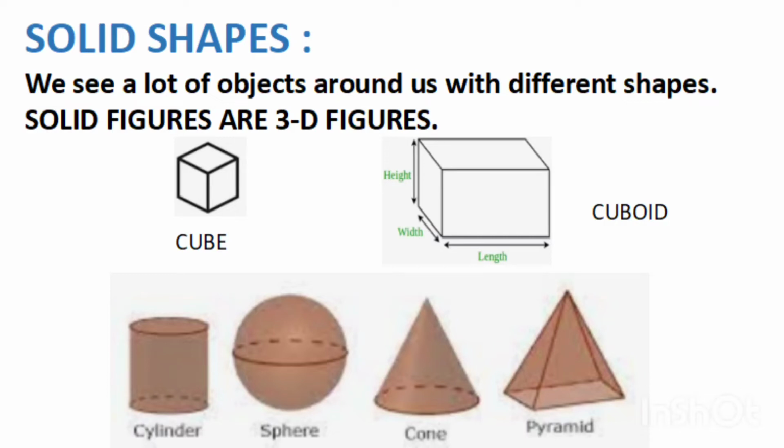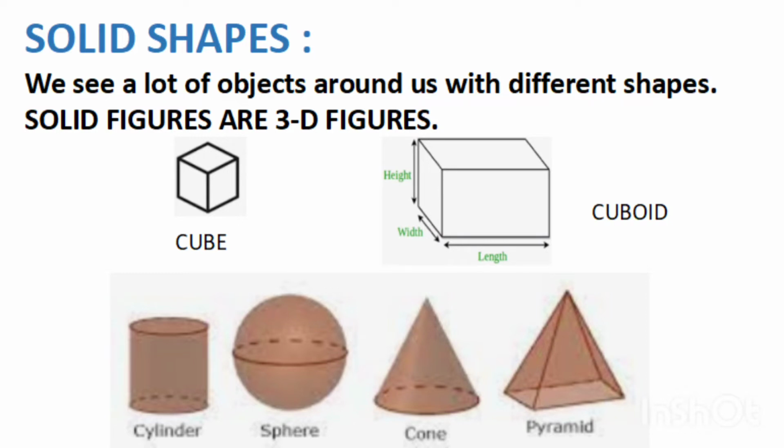Hi, today we are going to learn about solid shapes. We can see a lot of objects around us with different shapes. You can see a few of them shown over here: cube, cuboid, cylinder, sphere, cone, pyramid and so on you can think of. These solid figures are known as 3D figures.